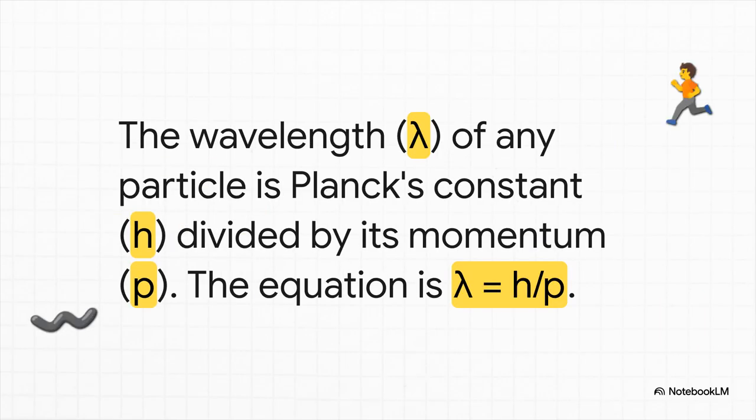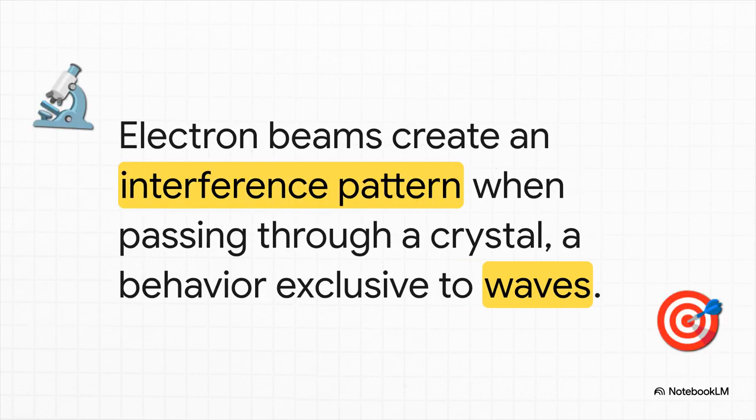Lambda equals h divided by p. The wavelength of any particle, lambda, is just Planck's constant, h, divided by its momentum, p. Think about that. It connects something that only particles have, momentum, with something that only waves have, wavelength. It's a bridge between two different worlds. And you know what? He was absolutely right.